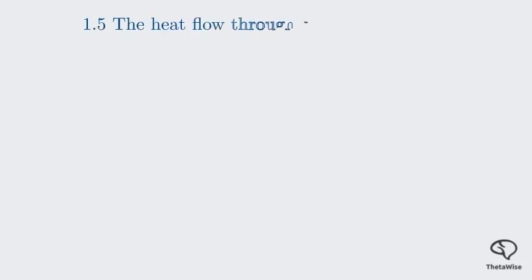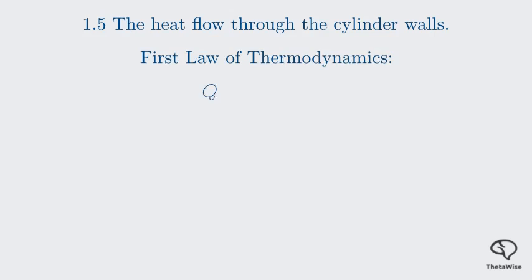We need to calculate the heat flow Q. To find the heat transfer Q, we will use one of the most fundamental laws of thermodynamics, the first law of thermodynamics. The first law states that the heat added to a system, Q, is equal to the work done by the system, W sub by, plus the change in the system's internal energy, delta U. It's extremely important to pay attention to the work term. The formula uses work by the system.